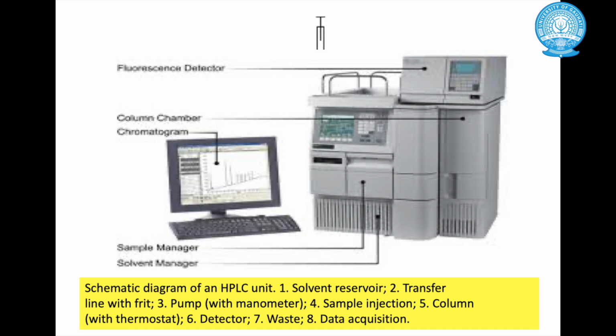In a HPLC or high performance liquid chromatography, a deuterium lamp or tungsten halogen lamp are used in order to generate light which will help in recording the spectrum of each compound or the absorbance of each compound in the case of UV visible detector.